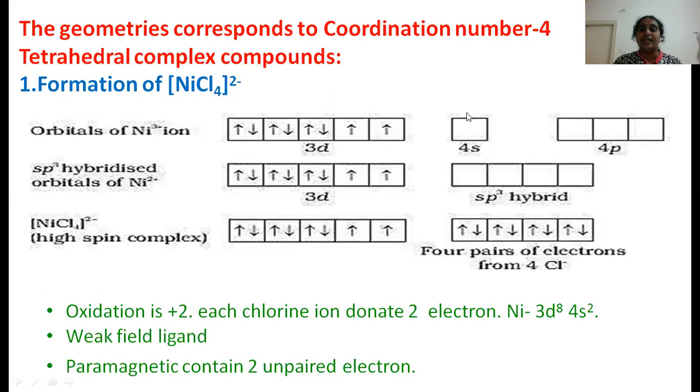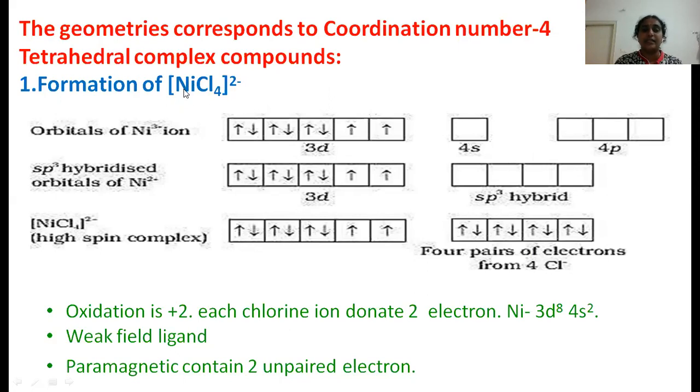And now the metal has sp3 hybridized vacant orbitals, and in these hybridized orbitals, each ligand donates one lone pair of electrons. So here a total of 4 ligands are present. For each orbital, each ligand donates one pair of electrons, so that it forms the complex by forming the 4 bonds between the chlorine and nickel. Like this it forms. So this is the formation of nickel tetrachloride.